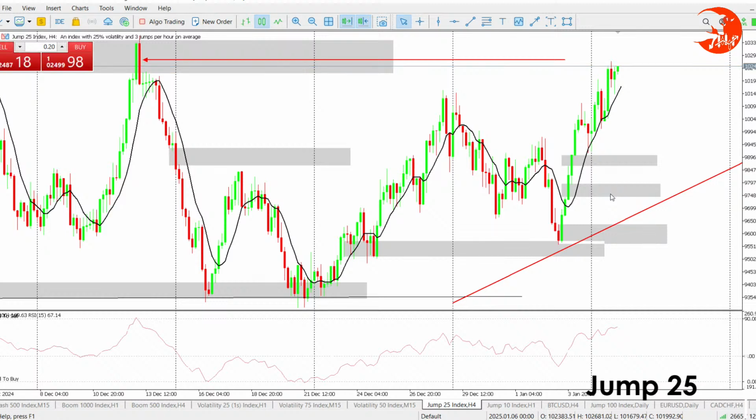These are points of interest. The pullback came back to this OB, to this fair value gap, and went straight back into buys. So we know that. So I can delete these now. Delete this, leave alone this, delete. All right.